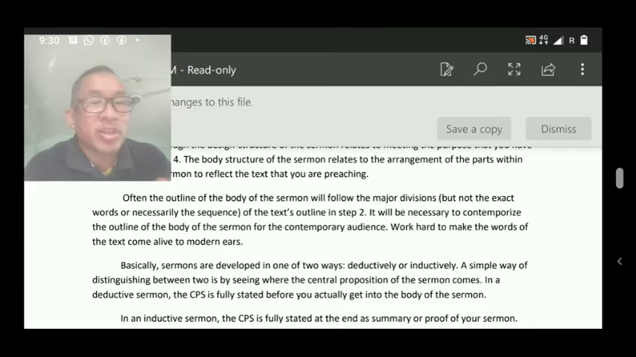Now when you structure the CPS, you have to just take that thrust and put it in a point. For example, structuring the sermon is, see, the body part, I'm talking about the body part now. Spiritual leader.